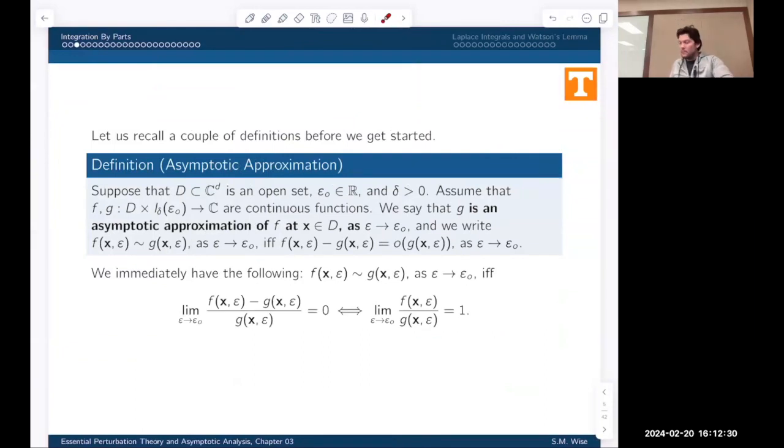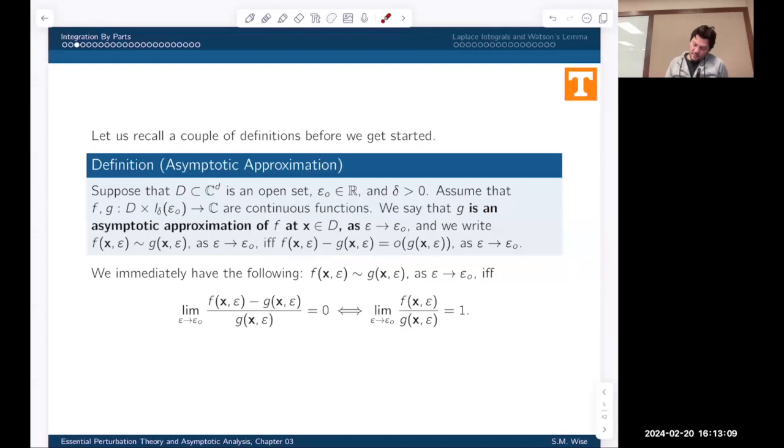Before we get on to that, though, let's review a couple of definitions that we had back in chapter 2 that we're going to keep applying here in this chapter. Let's make sure we really understand these things. We say that G is an asymptotic approximation of F as epsilon goes to epsilon naught. Here we're going to be using as lambda goes to infinity. If and only if F minus G is equal to little o of G as, again, lambda goes to infinity.